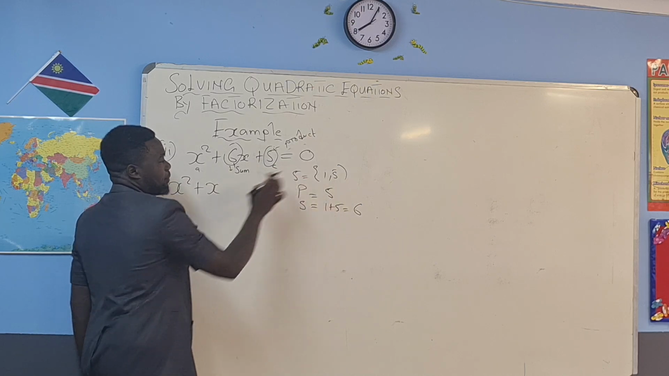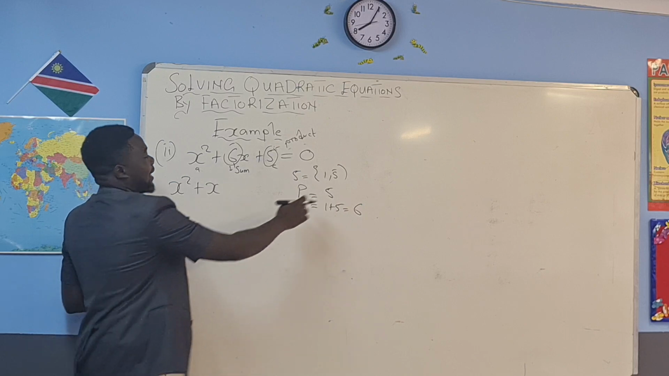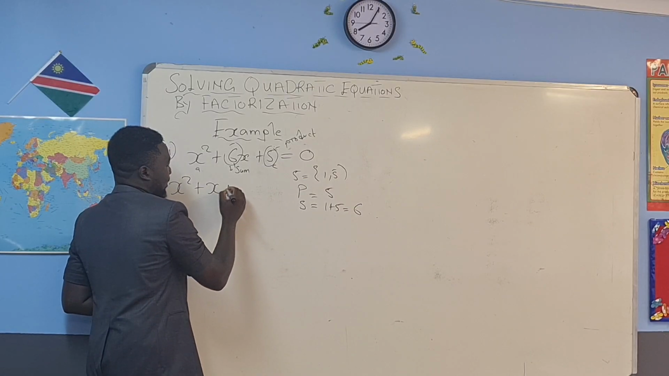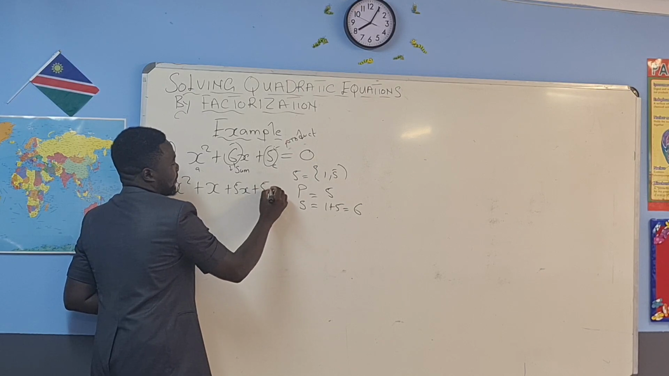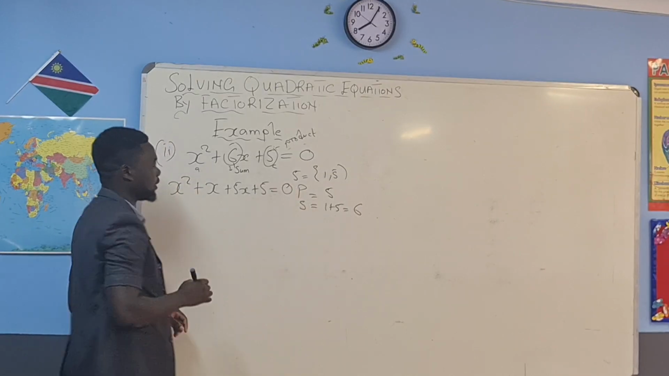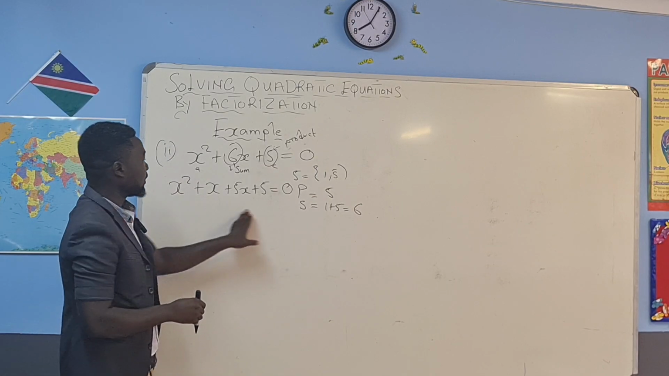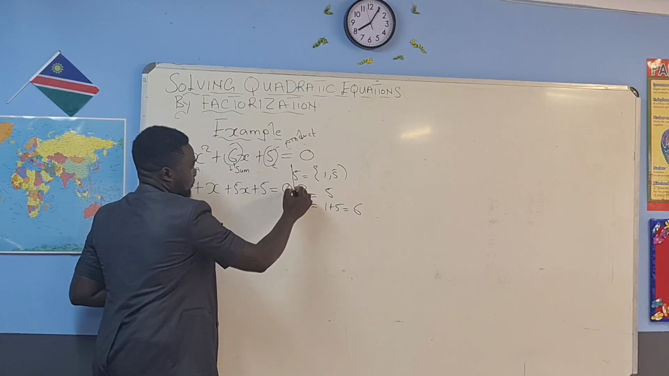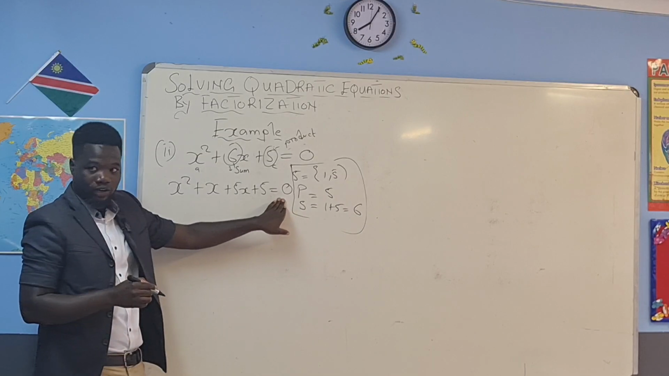Because it's a positive, that's why I write plus here. Are we together? And 5 is a positive. Then I'll write positive 5x, then plus 5 is equal to 0. Are we together? So this is our equation here. Okay? You can check. This is our equation there.